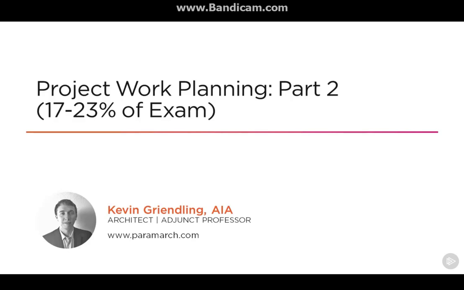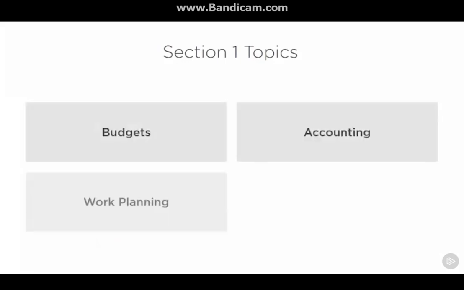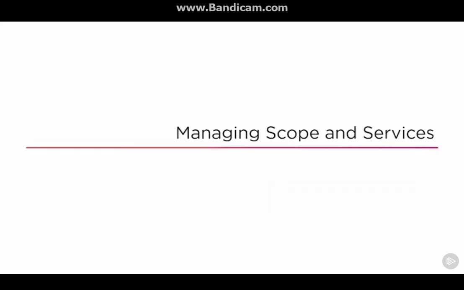In this module, we're going to start looking at our second section of project work planning. The Section 1 topics we covered were budgets, accounting, work planning, and BIM planning. Let's start off by discussing managing scope and services.